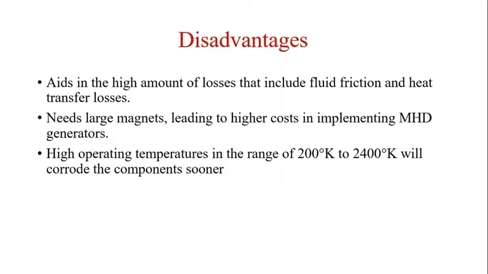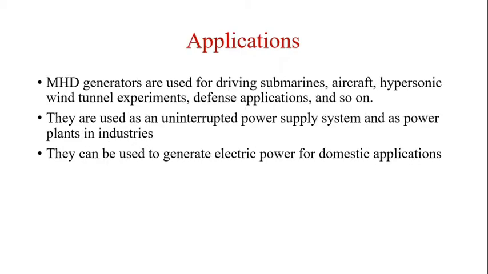Talking about the disadvantages or demerits of MHD generation, it has a high amount of losses that include fluid friction and heat transfer losses. It needs large magnets, leading to higher costs in implementing MHD generators. High operating temperatures in the range of 2000 degrees Kelvin to 2400 degrees Kelvin will corrode the components sooner. Let's see the applications of MHD generators.